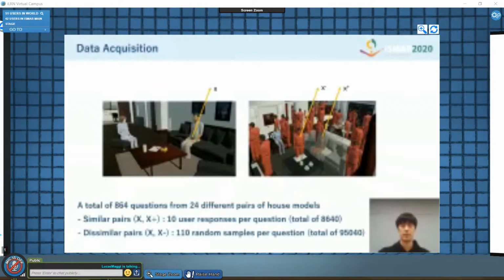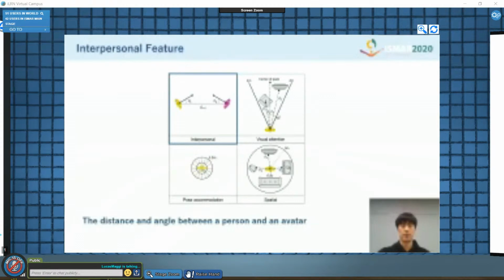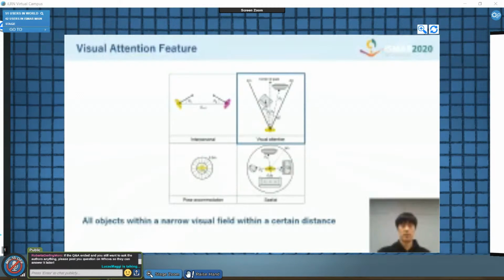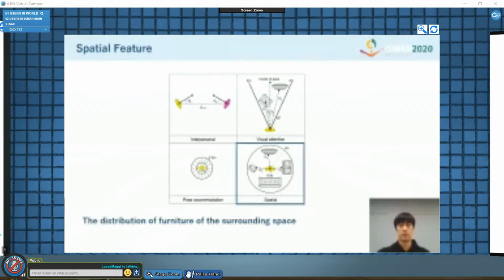After reviewing the results of the survey, we identified the following low-level features to represent the semantics of a person's placement in an indoor environment. First, the interpersonal feature describes the geometric relationship between a person and the avatar of the other party. For the visual attention feature, we assume that all objects within a narrow visual field within a certain distance are candidate objects of visual attention. And nearer objects from the position of the person and the center of gaze have a higher visual attention value than farther objects. Third, the pose accommodation feature is represented with the height field around the location. Last, the spatial feature describes the functional characteristic of the surrounding space, and the distribution of furniture is an important factor for this.